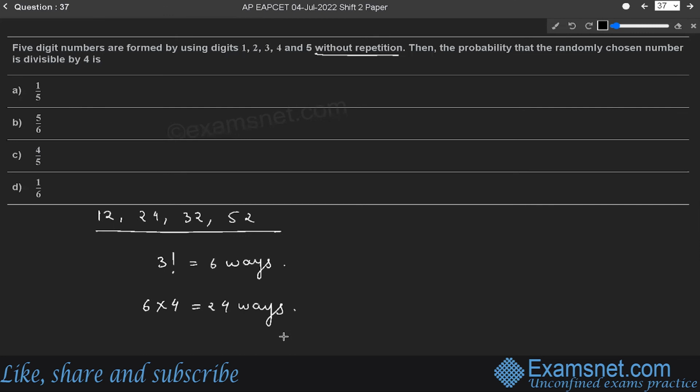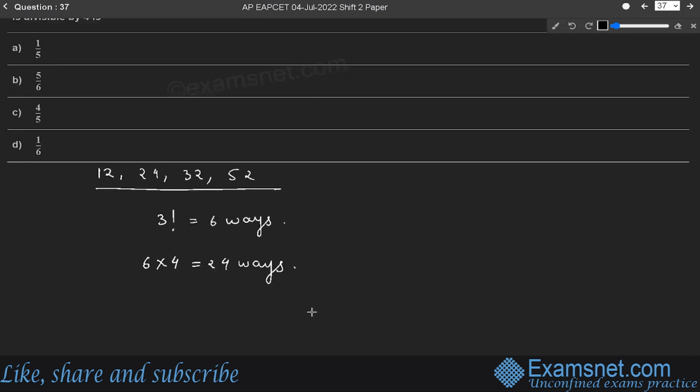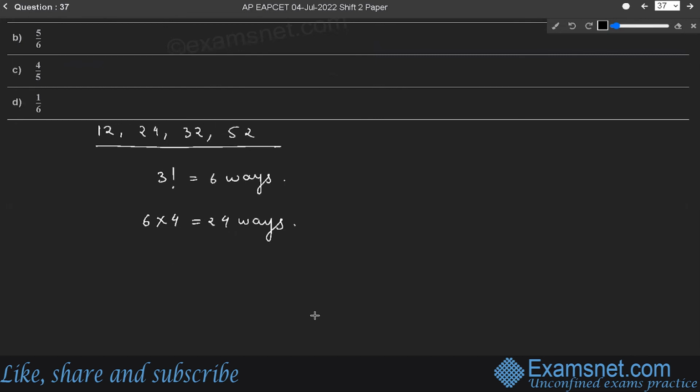Now, the total number of 5-digit numbers that can be formed using the digits 1, 2, 3, 4 and 5 without repetition. It is clearly given that there are 5 digits 1, 2, 3, 4 and 5. And we have to find the 5-digit numbers that can be formed without repetition. So, one digit will come once only. So, the number will be 5 factorial, and 5 factorial is 5 into 4 into 3 into 2 into 1, which is equal to 120.